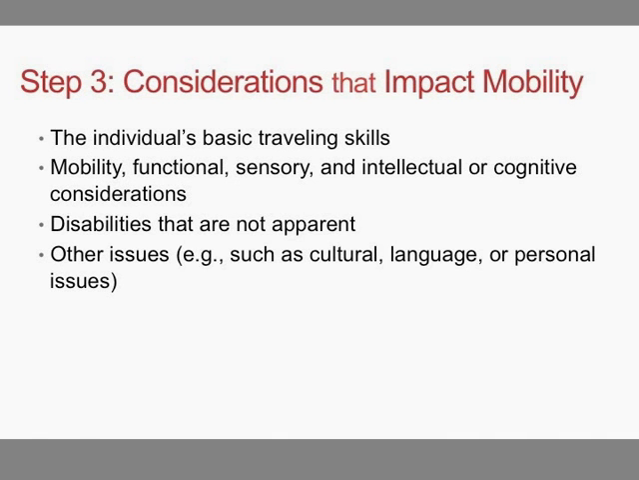Step 3. Identify considerations that may impact the individual's mobility. Note any of the following factors that need to be considered in planning transportation. The individual's basic traveling skills, mobility, functional, sensory, and intellectual or cognitive considerations. Disabilities that are not apparent if the individual chooses to disclose them. Other issues, such as cultural, language, or personal issues.